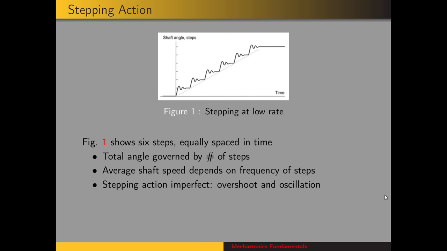This figure shows the stepping action, and step commands are given to the motor at regular intervals, and the angular position of the shaft increases by steps at those intervals. So the motor is commanded to move 1 step at a time at this rate, and the shaft takes those discrete steps. So we can see a few things from this figure. First of all, that the total angle from the horizontal axis up to this position is governed by the number of steps. So here we have 6 steps. We also see that the average shaft speed, which is the rate of change of shaft angle with respect to time, depends on the frequency of the steps, so how quickly those steps are taken.